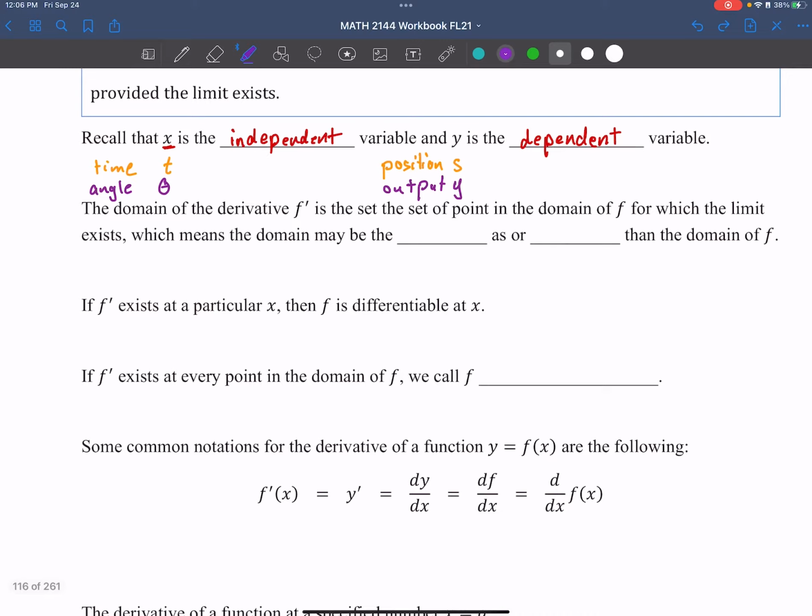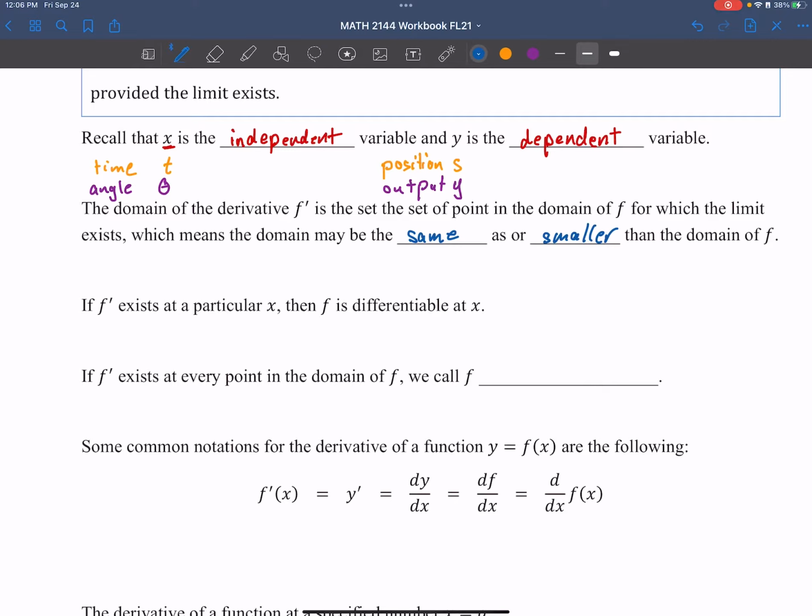The domain of f prime is the set of points in the domain of the original function f for which the limit exists, which means that the domain may either be the same or smaller than the original domain. So the derivative's domain, thinking about the derivative as a function, will either have the same domain or something that's smaller. Nothing is picked up by taking the derivative or finding a derivative.